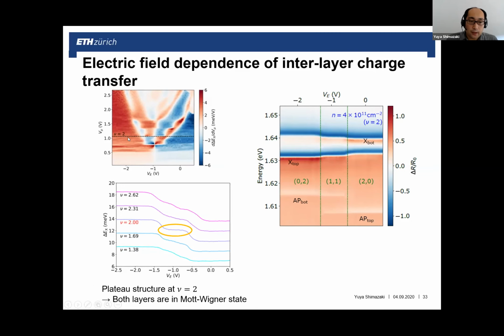If we go to the filling of 2 case, now we see a nice plateau structure in the intermediate bias voltages.